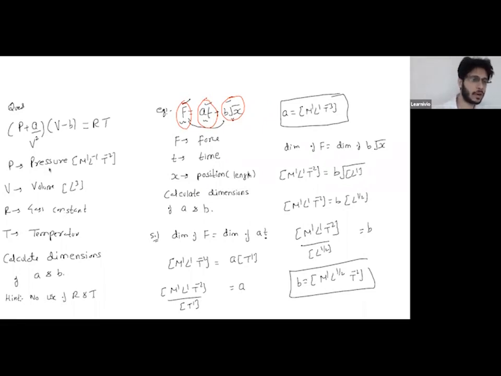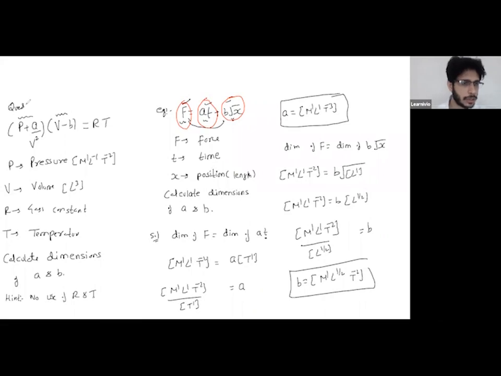There's one more hint. Always pick terms having addition and subtraction. Like first pick this one, V minus B. So V and B should have the same dimension. Also pick this one, P plus A by V square. P and A by V square should have the same dimension.